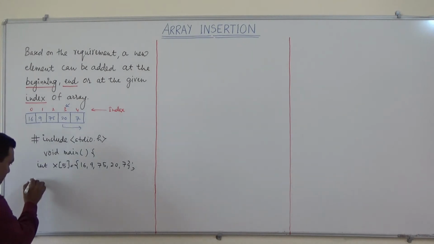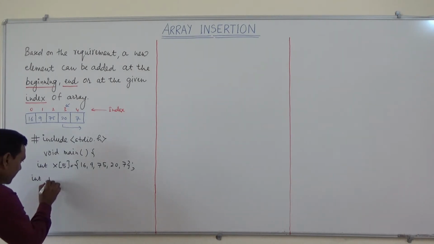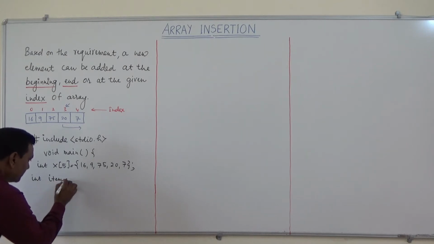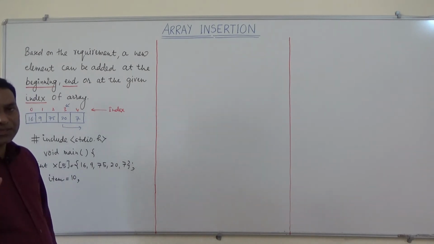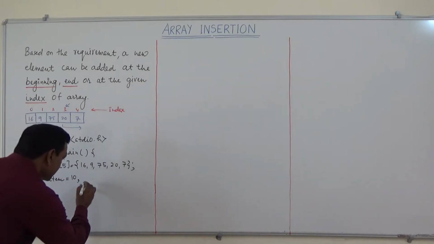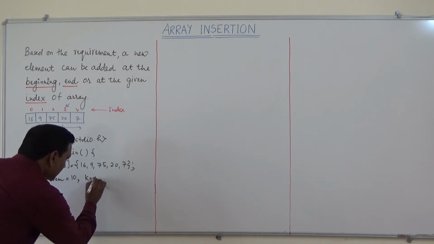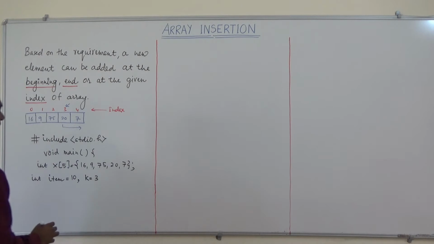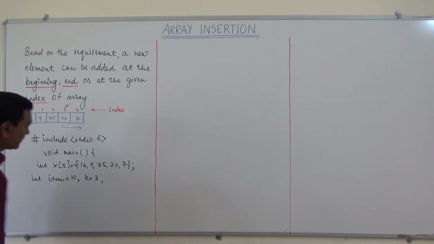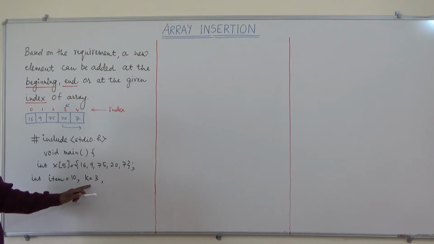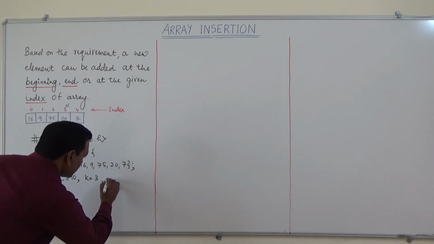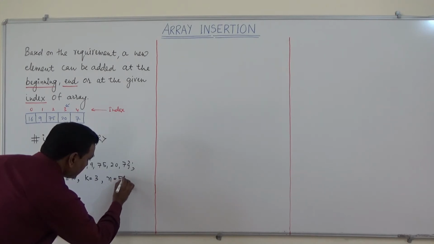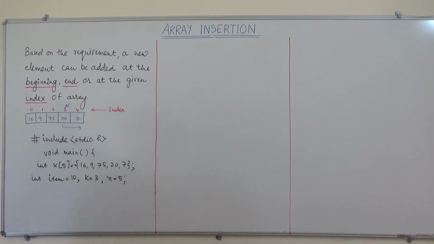Now suppose int item equals 10. We want to insert the value 10 at index 3, so we can take k equals 3. We have taken two variables, one is item and the second is k. Total number of elements is 5, so we can take another variable, n equals 5.